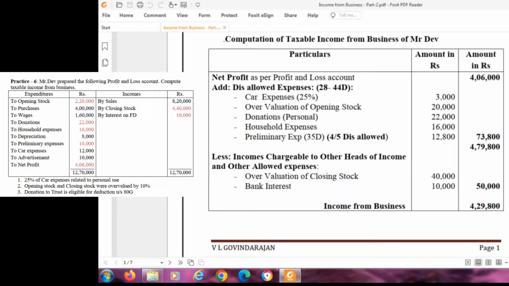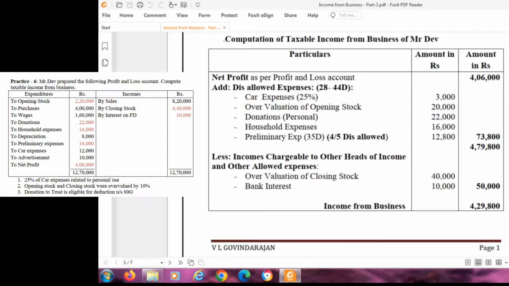First we have to go to the adjustments. 25% of core expenses related to personal use. So what was the item debited in the P&L account about core expenses? 12,000. In that 12,000, 25% is of a personal nature, so disallow it first. Okay. Next is the second one.